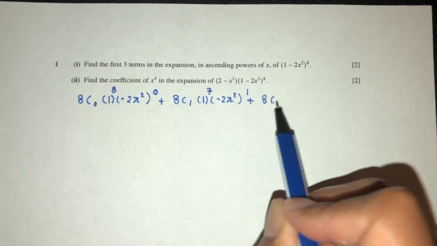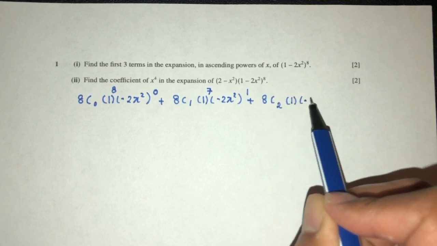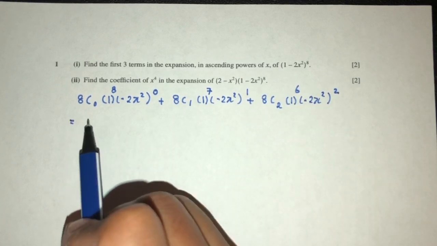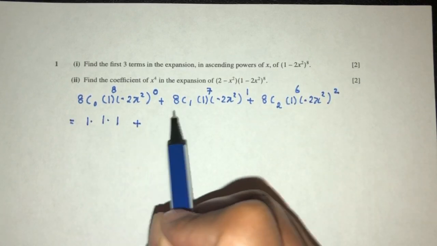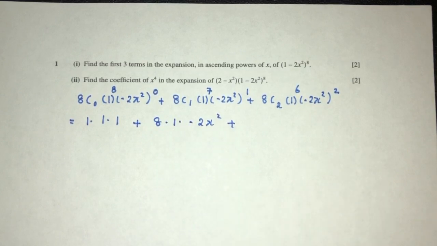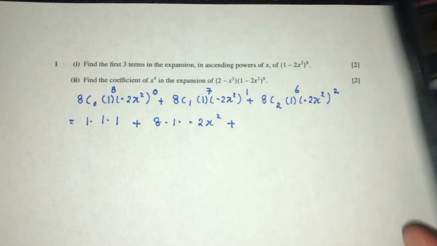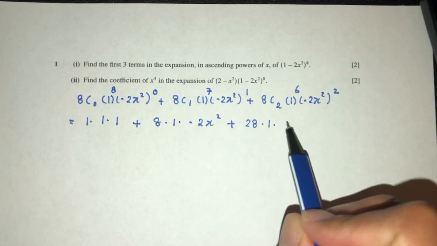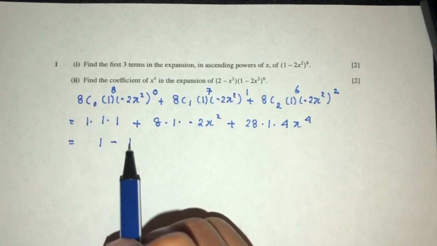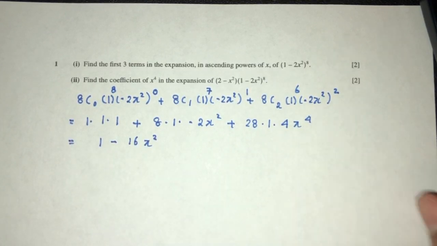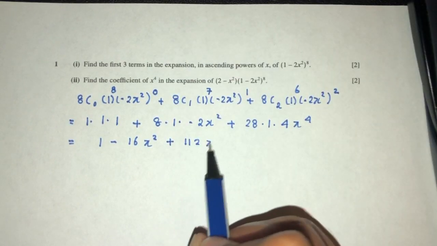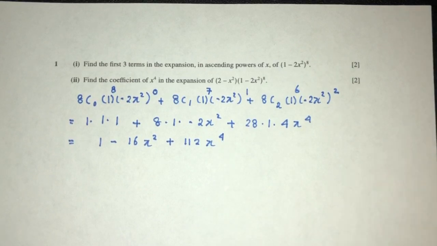Then finally the third term should be 2 here, 1 here, and minus 2x squared, that should be 2 here, and that should be 6. That should be 1 times 1 times 1, plus 8 times 1 times minus 2x squared, plus 8 choose 2 is 28, so 28 times 1 times 4x power 4. Simplify. 1 minus 16x squared. 28 times 4 should be plus 112x power 4. This is the first three terms of this expansion.